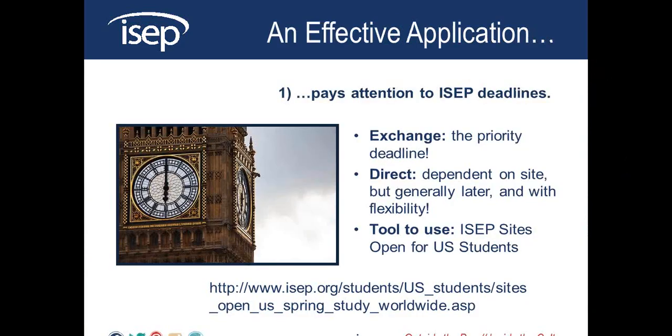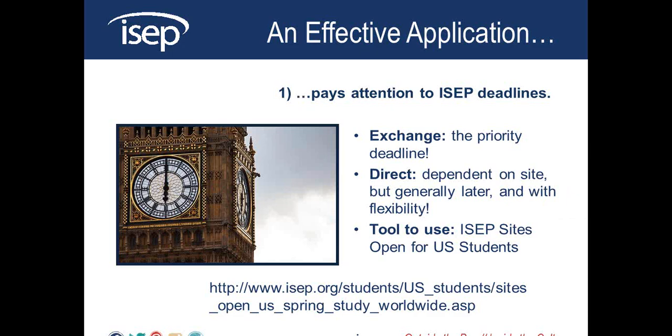So what makes for an effective application to the UK? Let's start with the easiest first: paying attention to the deadlines. This may seem like common sense, but every placement round ISIP receives applications for sites that are no longer receiving applications. If your student is looking to go on exchange, the application must be in by the priority deadline.